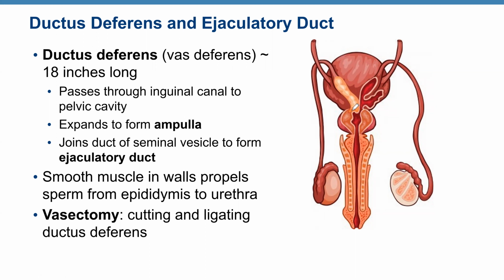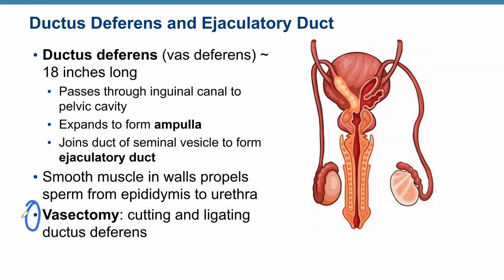Smooth muscles in the walls propel sperm from the epididymis to the urethra. So that's also a muscular tube, the same as the epididymis and ductus deferens. Those are all muscular tubes, and they can contract. The smooth muscles can contract.